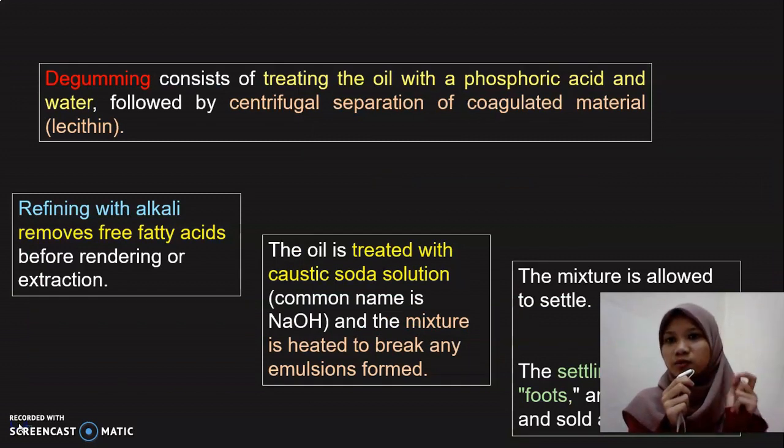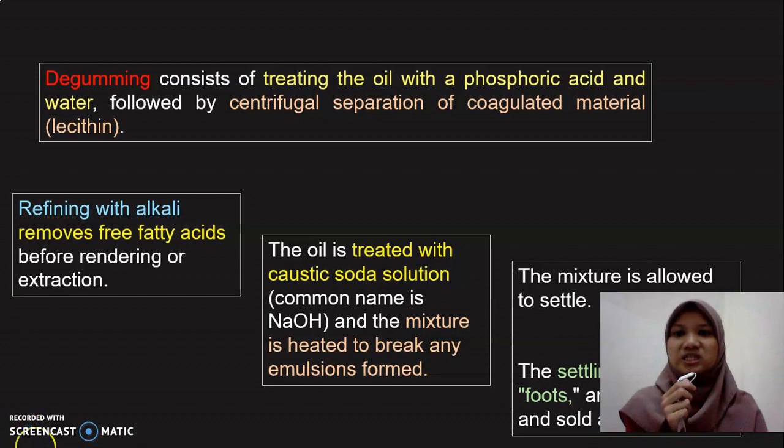In the degumming process, we will treat the oil with phosphoric acid and water, followed by centrifugal separation of the coagulated material, which is lecithin. And then in refining with alkali, we want to remove the free fatty acid before rendering the extraction. So we will treat the oil with NaOH, which is sodium hydroxide, and then we heat the mixture to break any emulsion that forms, and then the mixture is allowed to settle, and the settling soapstock is collected and sold as soap stock.